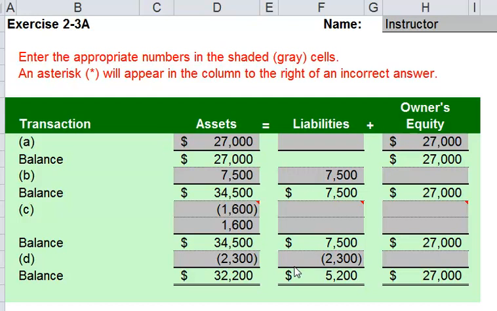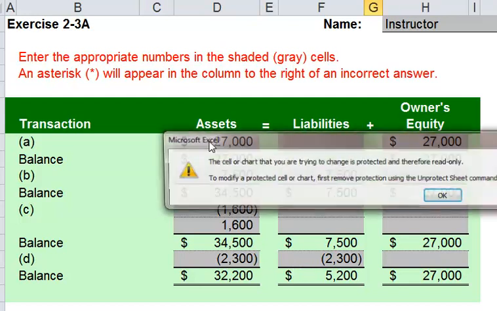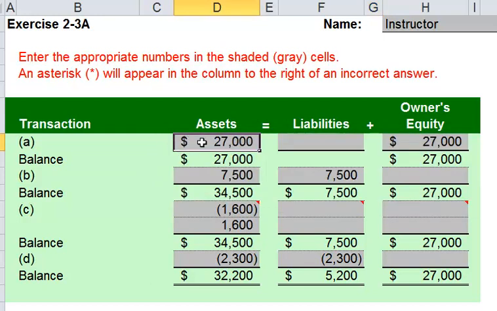So for transaction A, it said that we invested cash into the business. So we know at this point that we have cash because we put cash into the business. Cash is an asset. And if we put it into the business, that means we deposited it. So we are going to increase our assets by $27,000. And any time that you invest money into your business, it also increases your owner's equity. So we put the 27 here and the 27 here.